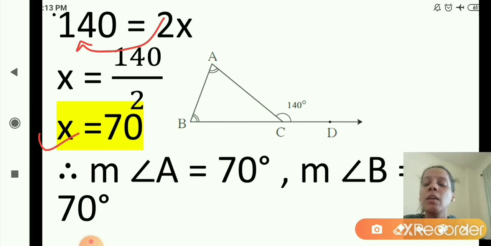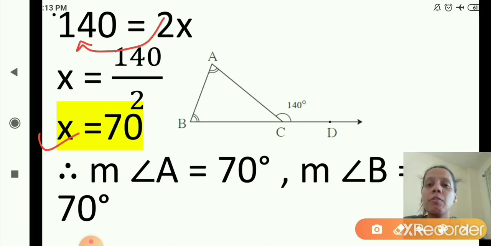Therefore, measure of angle A is equal to 70 degrees and measure of angle B is equal to 70 degrees. Yes, because in the solution, first we considered measure of angle A and measure of angle B as x degrees, that is 70 degrees. So we got the value of A and B, that is 70 degrees. I hope you are clear with this.